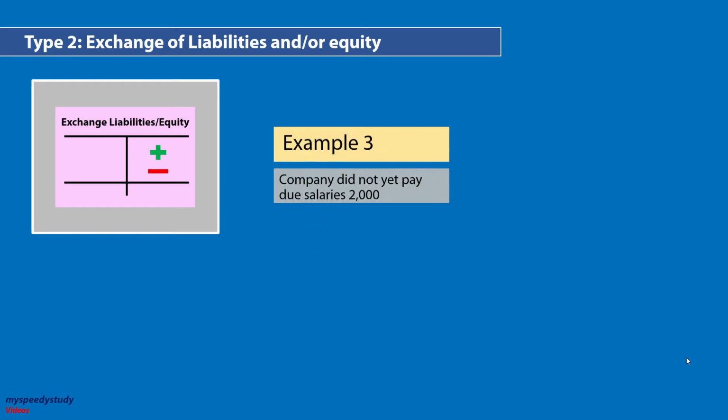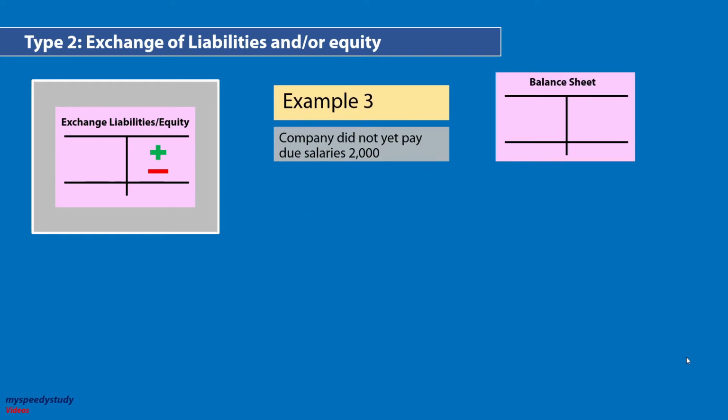An example could be, a company did not yet pay out salaries to an employee, but those salaries were due, which means the employee worked for it, but the salary was not yet paid. Automatically, this creates a liability for the company. And in accounting, a salary, paid or not paid, is an expense.